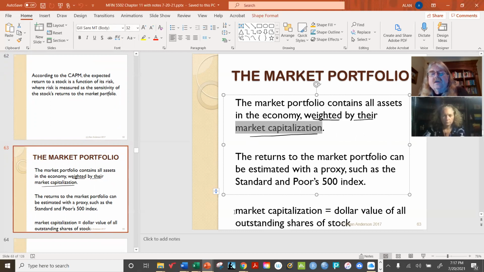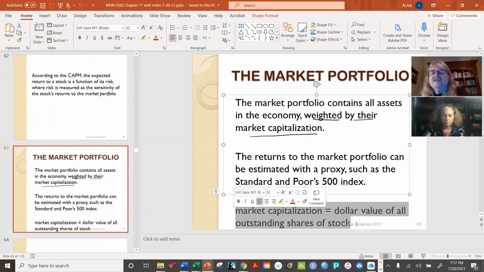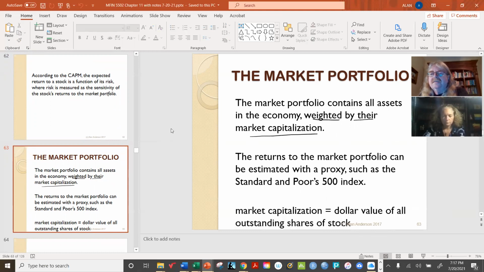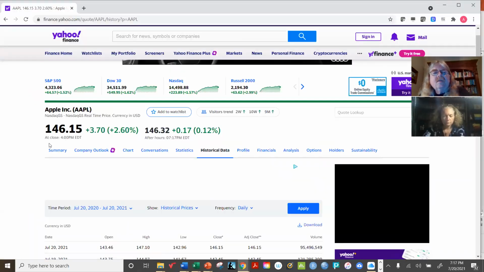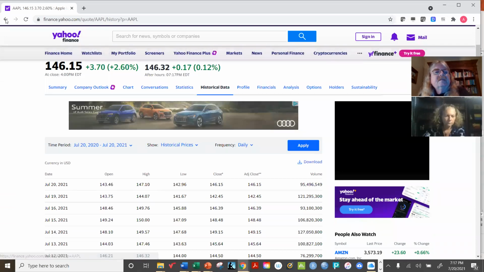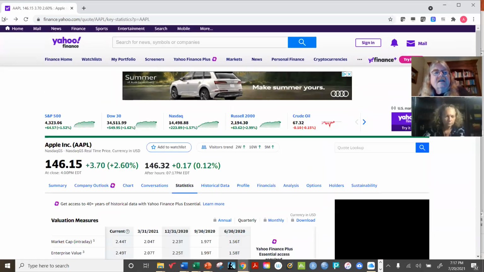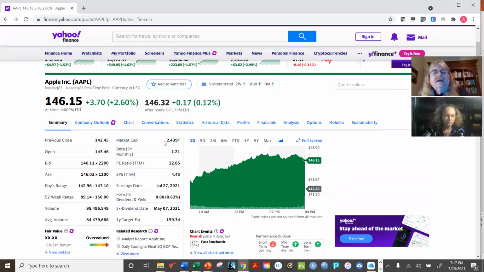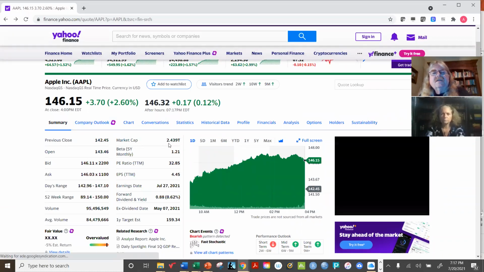Now, at the bottom here, I've got a little reminder. Market capitalization is the dollar value of all the company's outstanding shares of stock. So while we've got Apple open here, we may as well take a look at their market capitalization. And I think you'll be shocked to see, maybe not, that right now their market capitalization is $2.439 trillion. So if somebody felt so inclined to buy back every single one of those shares, it would cost $2.439 trillion.